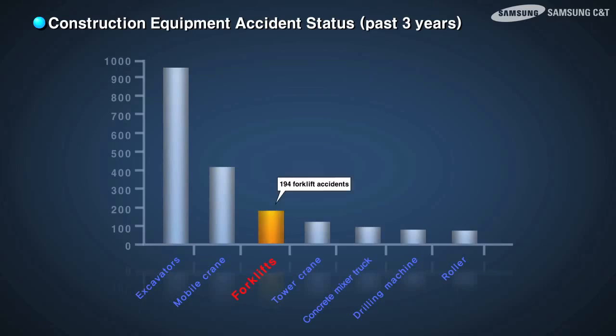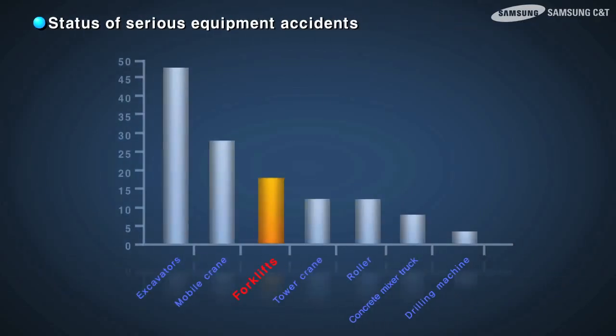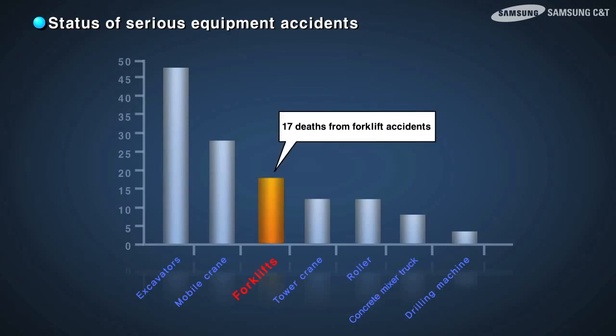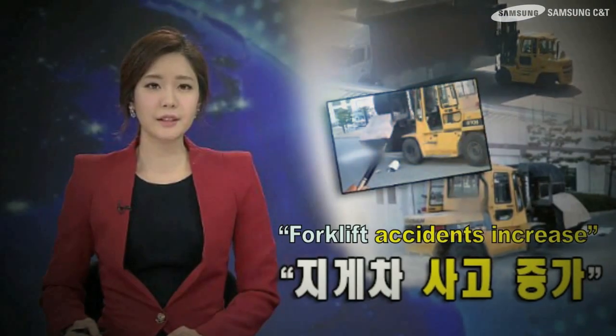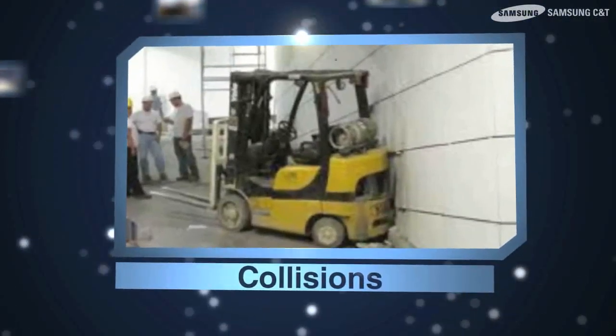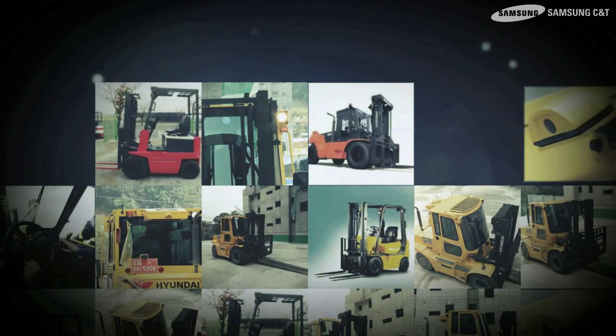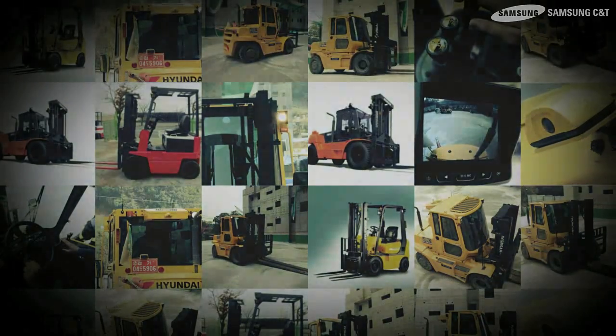Accidents involving forklifts have been increasing rapidly over the past 3 years. Most forklift accidents lead to serious injuries. Forklift-related accidents include getting stuck, rollovers, collisions, and falling. Let's take a look at the basic items and inspection methods for forklifts.